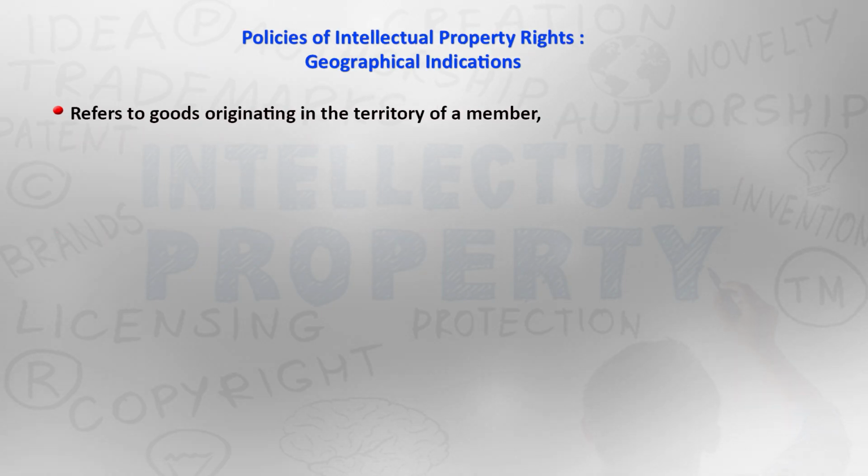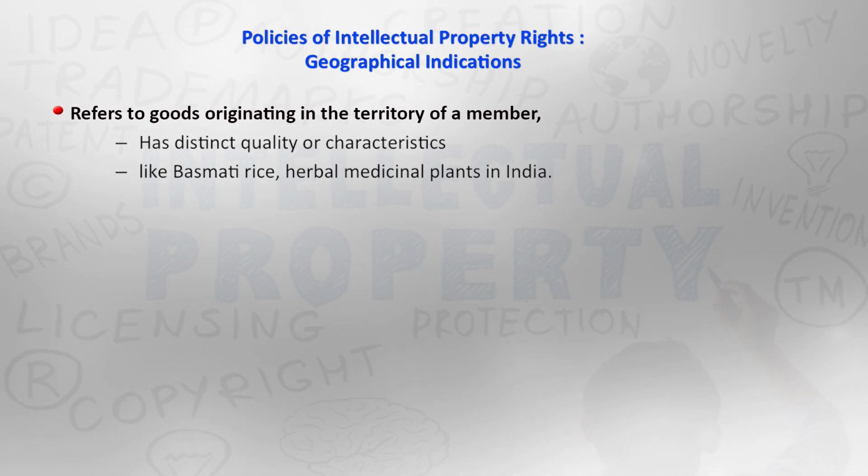And then another form of intellectual property right is geographical indications. Basically, geographical indications refer to goods originating in the territory of a member, having distinct quality or characteristics attributable to that region, like basmati rice and herbal medicinal plants in India. The particular basmati rice grown in a particular area has some distinct characteristics, the aroma, the flavors and the distinct texture, which is not available in other areas.